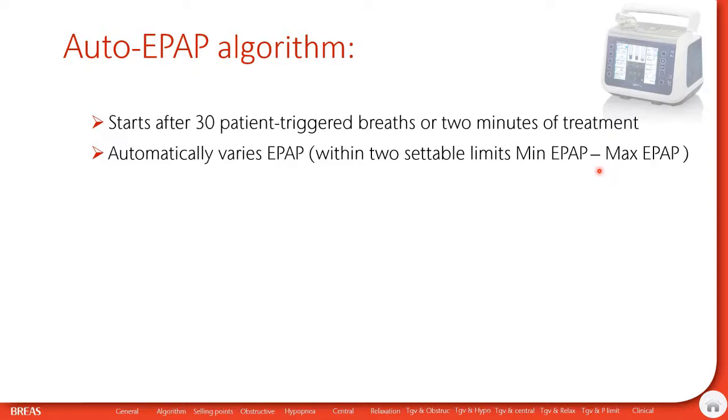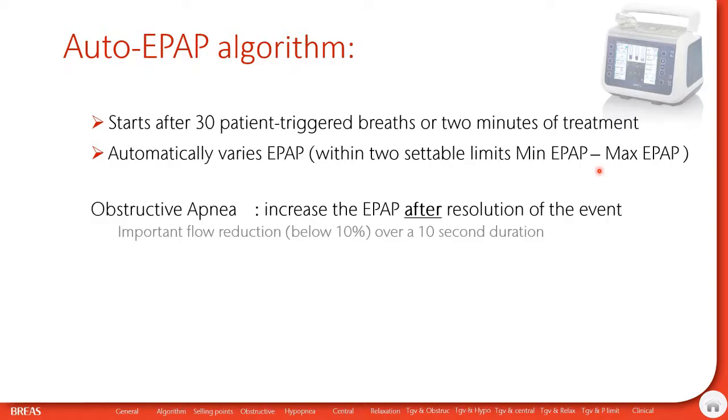I told you that the EPAP and the algorithm will react on detection of certain events. The first event that will be discussed is the presence of obstructive apnea. An obstructive apnea is defined as a flow reduction below 10% for a period of at least 10 seconds. If such an event is detected, the EPAP will increase after the resolution of the event. So we will wait for a spontaneous resolution of the event, and after that, during the normal breathing after the event, we will increase the EPAP.